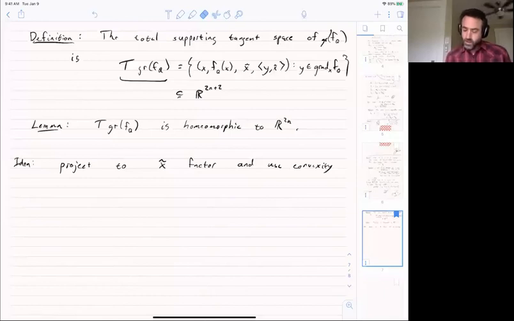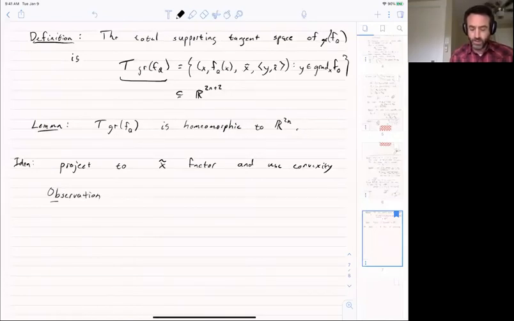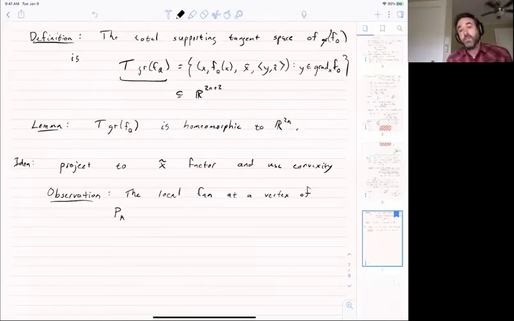All right, so continuing. We want to just make an observation, and this is sort of why these lemmas are important, which is that at a vertex, sorry, the local fan at a vertex of this polytope, which is this zone.